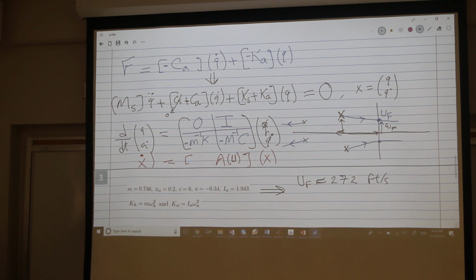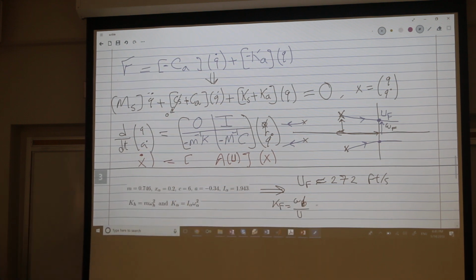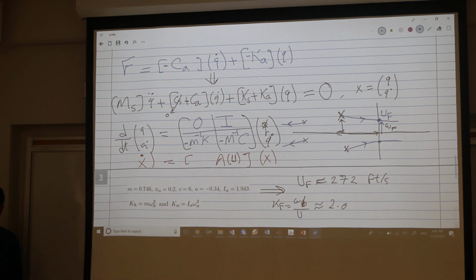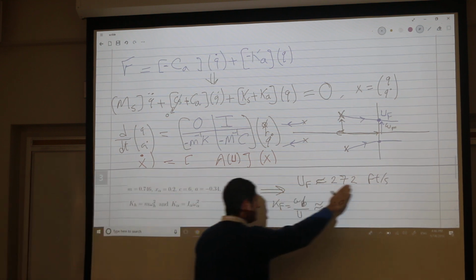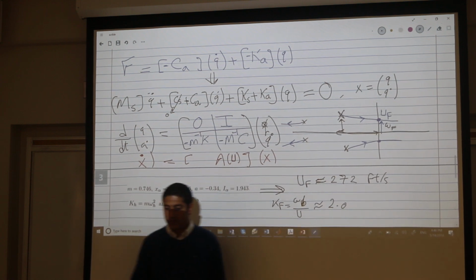And from omega flutter and U flutter, you can compute K, right? Because K is omega B over U, right? So you have omega flutter and U flutter. Get this guy, it's around 2 reduced frequency. So what do you think? Okay, we assumed steady aerodynamics, got the flutter boundary, and the corresponding reduced frequency is 2.